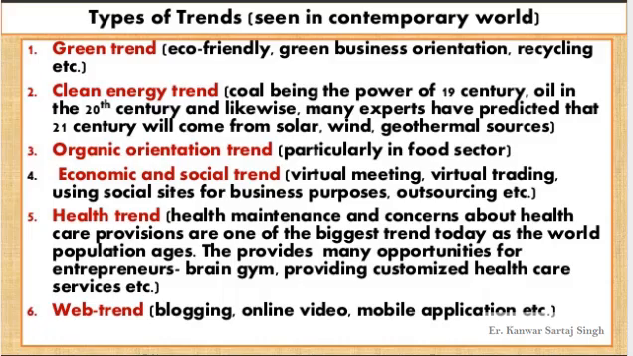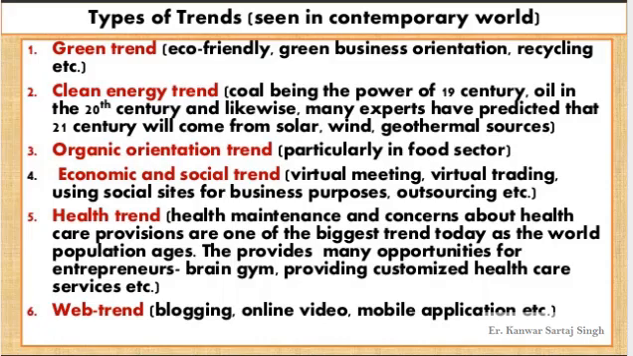Third point is the organic orientation trend. That is in the food sector. People want organic vegetables, people want organic fruits, and they are even willing to pay extra to have this facility. Fourth is the economic and social trend. This includes virtual meetings, virtual trading, using social sites for business purposes, outsourcing, etc. So this is another trend going on nowadays, in which the use of the internet, social sites, etc. is rising.